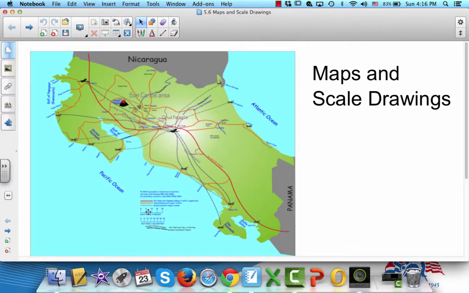Now on this map down here in the middle bottom part, it tells you that this distance right here is 20 miles on the map. And it also tells you that this distance is 35 kilometers if you intend to use kilometers. So if you were to measure from San Jose to the border of Panama, and then divide it by this distance right here and find out how many times that repeated itself, you could estimate how far it was from the border of Panama to San Jose.